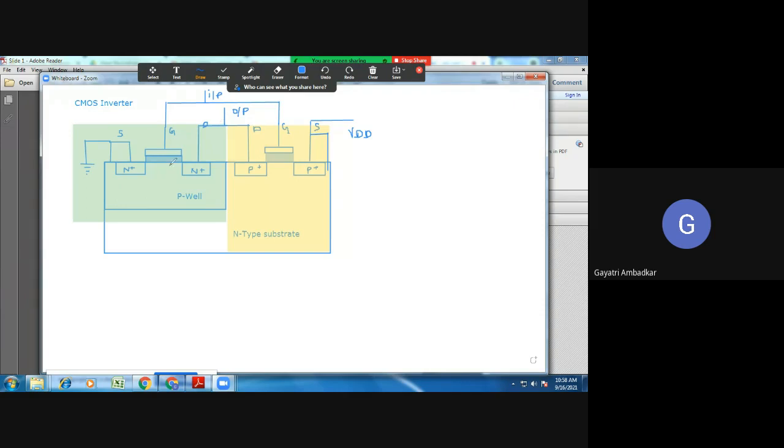Source of NMOS, I write here NMOS. Source of NMOS is connected to the ground potential and source of PMOS is connected to supply voltage.